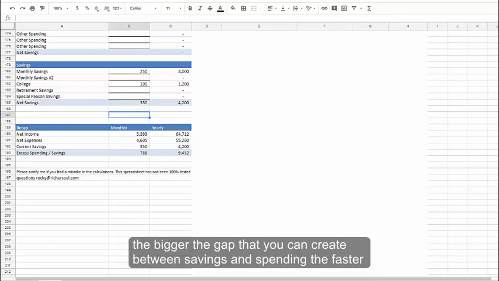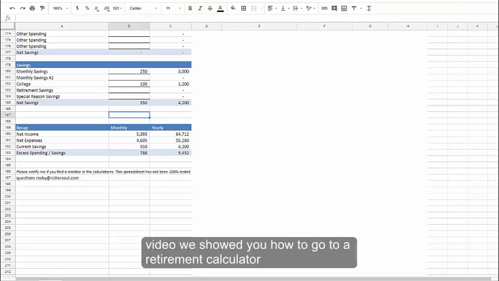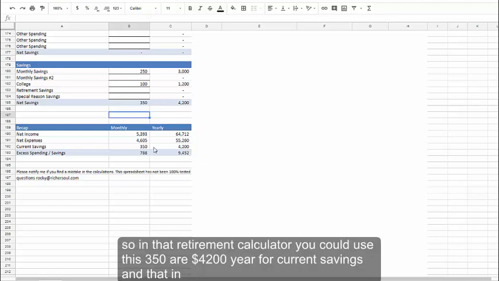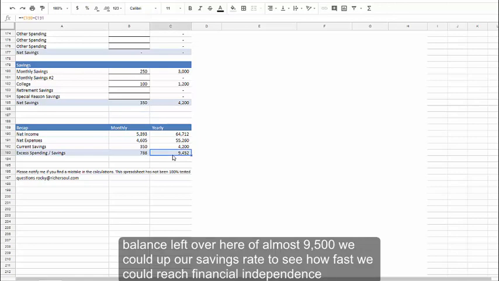The bigger the gap that you can create between savings and spendings, the faster you reach financial independence. During the balance sheet video, we showed you how to go to a retirement calculator. So in that retirement calculator, you could use this $350 or $4,200 a year for current savings and add that in. And since we have such a large balance left over here of $9,000, almost $9,500, we could up our savings rate to see how fast we could reach financial independence.